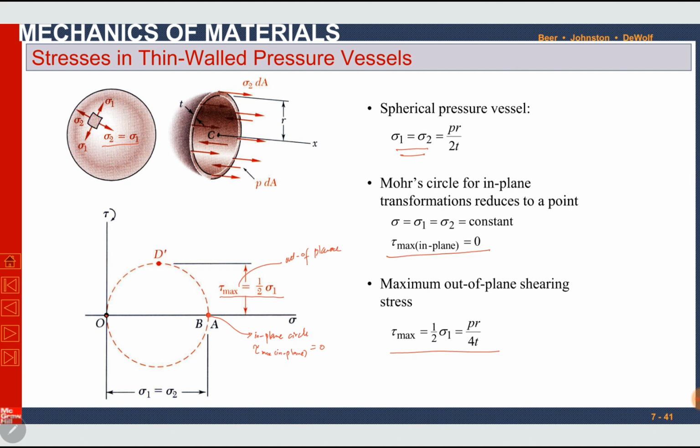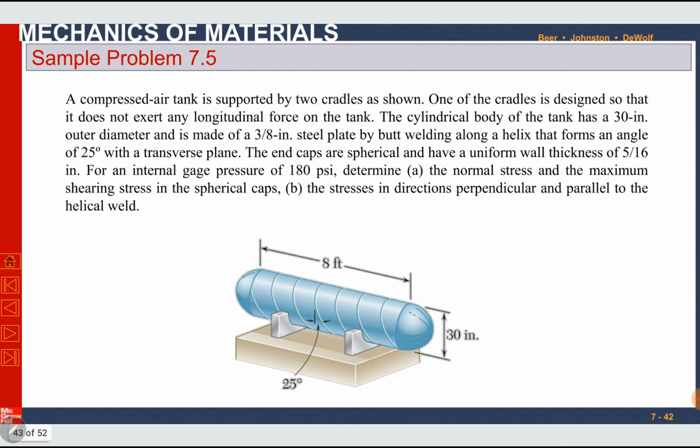So this circle is a very interesting one. Here is a dot and only one dotted circle. The dot represents the in-plane circle for thin wall spherical pressure vessels.